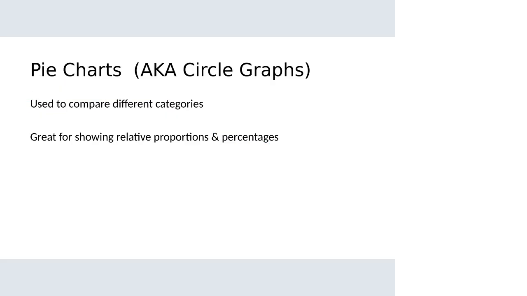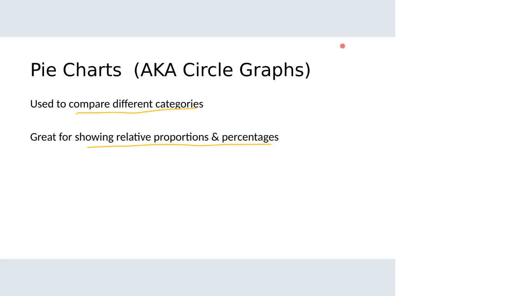Pie charts, also known as circle graphs. You might see either terminology for these. I tend to say pie charts. I think our book tends to use circle graphs. They're both equally good. Whichever one you like better is totally fine. What a pie chart is good for is comparing different categories, kind of like we did with the bar graph. But instead of showing raw data, a pie chart shows relative proportions and percentages.